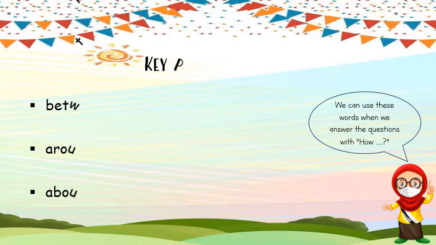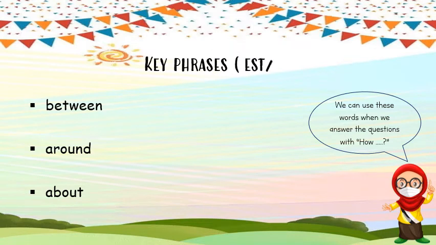So we can use these words when we answer the questions with how plus an adjective. Usually when you ask questions, sometimes we are not sure or there is not an exact amount. Bila jawapan dia ada pelbagai, kita selalunya agak-agak, estimating. So you can use these three words in the key phrases: between, around, and about. So let's see the example sentences.